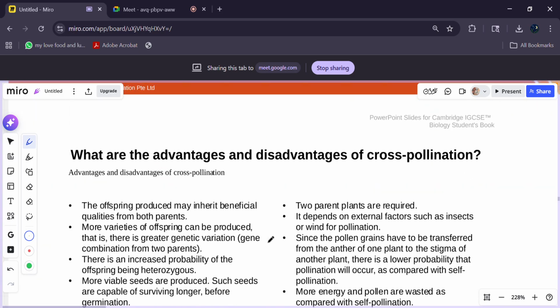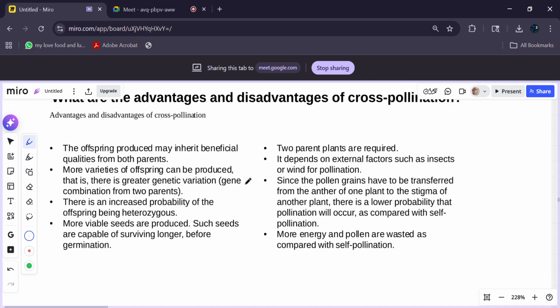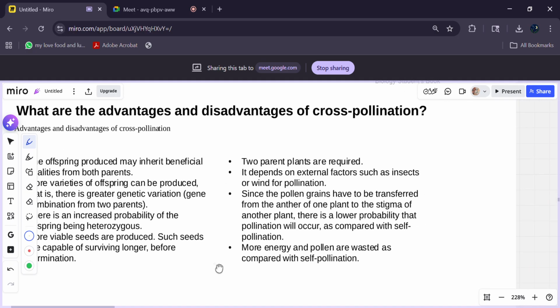So what are the advantages and disadvantages of cross-pollination? Well, in cross-pollination, the offspring produced may inherit beneficial qualities from both parents. That means two parents are required. More varieties of offspring can be produced. That is, there is greater genetic variation, which is gene combination from the two parents. There is an increased probability of the offspring being heterozygous, that means having two different alleles, and more variable seeds are produced, such as seeds capable of surviving longer before germination.